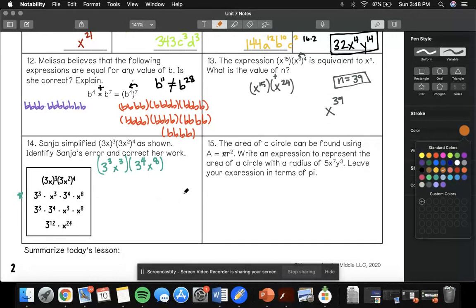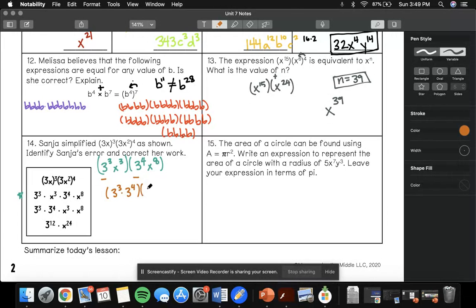All right, now it looks like she possibly grouped them together with common bases. So it looks like she put 3 to the 3rd times 3 to the 4th together. And then she put her x to the 3rd times her x to the 8th together as well. So again, I agree. I think that's something that she could do. You might not have to actually write it out, but she did. You could just visualize it as well.